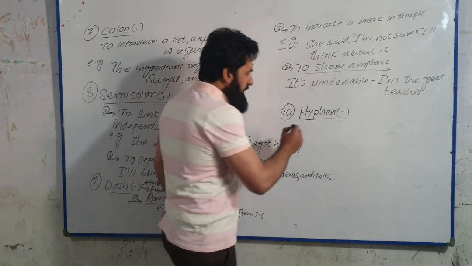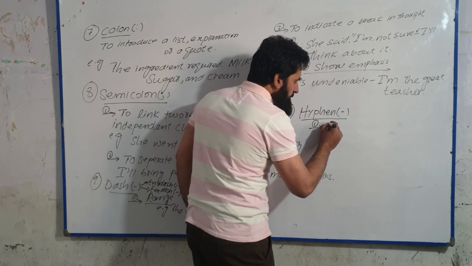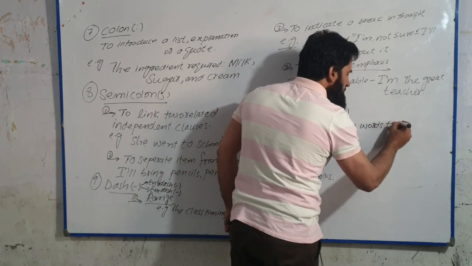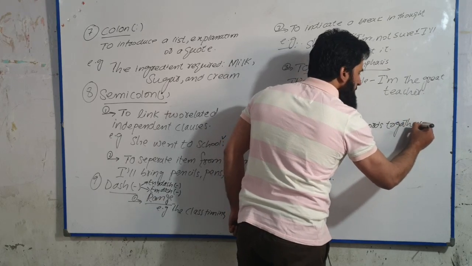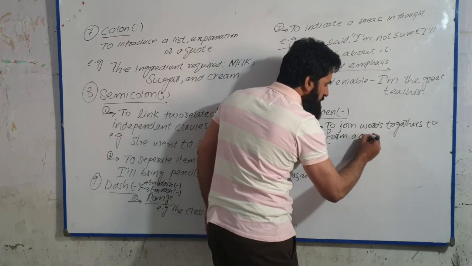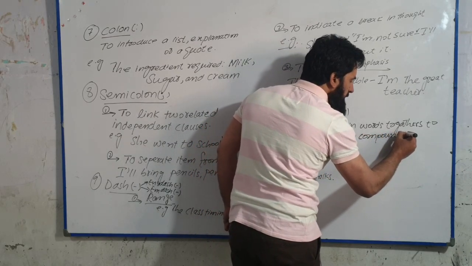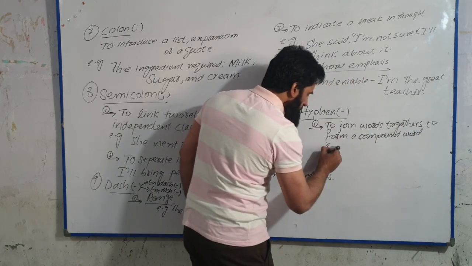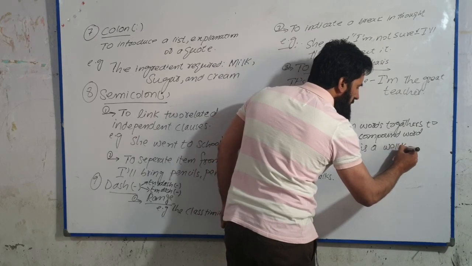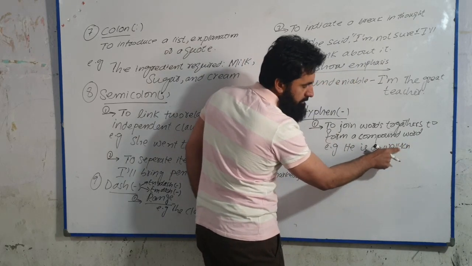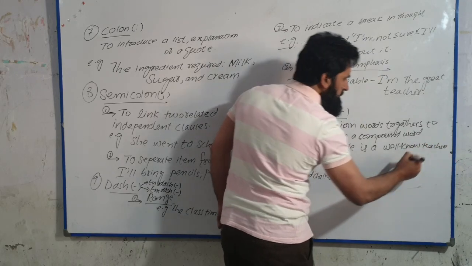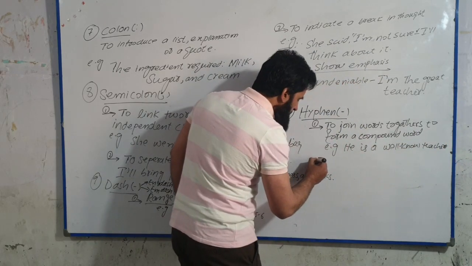Where do we use this hyphen? Hyphen is used, number first use, okay, to join words together to form a compound word. Let's suppose he is a well-known teacher. Okay, well, then hyphen, and known teacher. Okay, a well-known teacher.